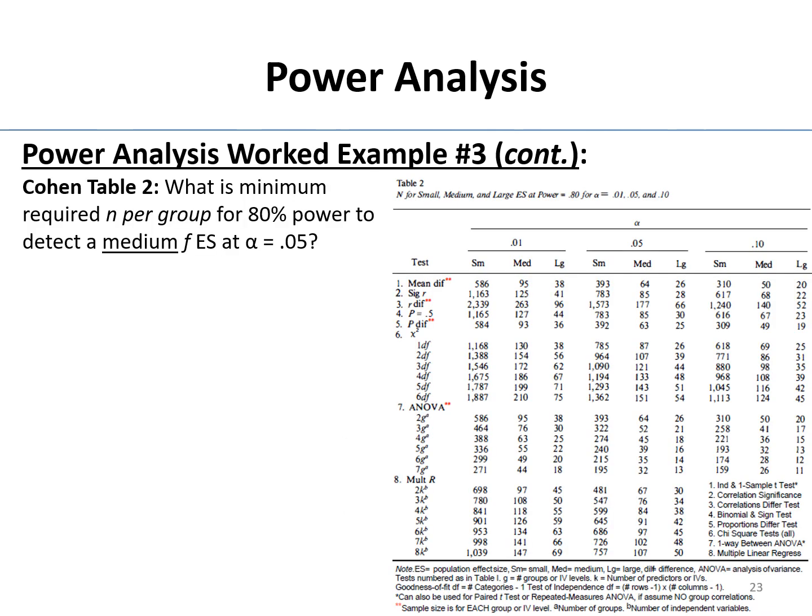So off to Cohen table 2. The question now is, what is the minimum required sample size per group to have 80% power to detect this medium ANOVA effect size at alpha of 0.05?